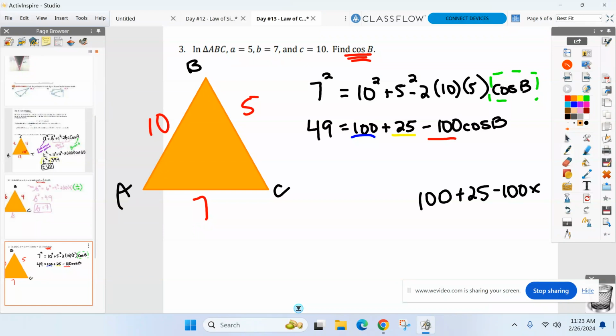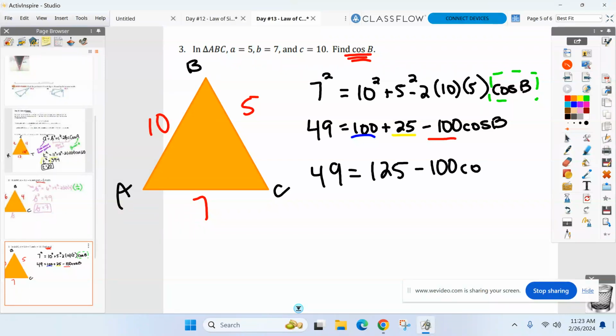Same thing, guys. That's your variable we're solving for. So no, you cannot combine all three, but you can combine the first two. The 100 and the 25 we can combine. So I get 49 equals 125 minus 100 cosine B. I know it's tempting, but you can't combine those two.